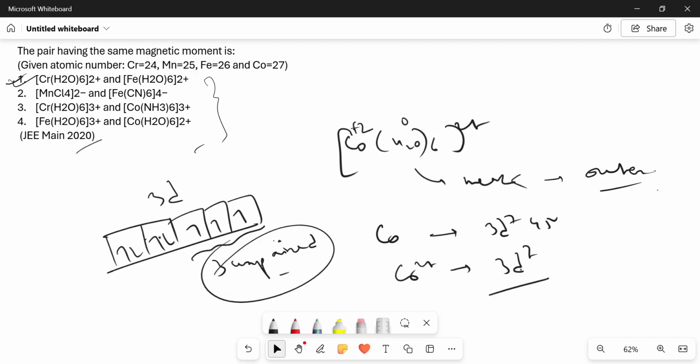These are the questions basically coming in JEE and NEET levels related to spin only magnetic moment. So in the next part also we will discuss 3 or 4 questions related to spin only magnetic moment.